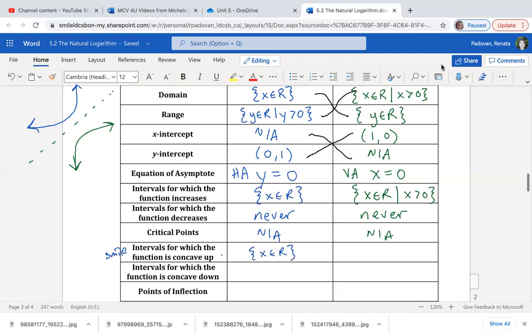But for the inverse function, let's take a look. Concave up, this is looking concave down, right? This is looking like a frown. Let's say the left-hand side of a frown, but you're reading it from left to right. It's still concave down, so I'm not concave up there, so never.